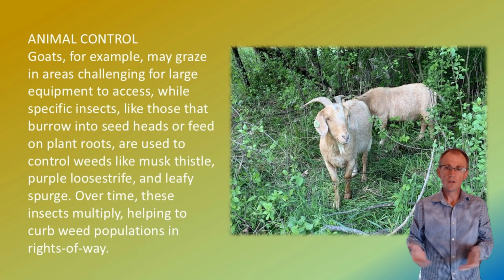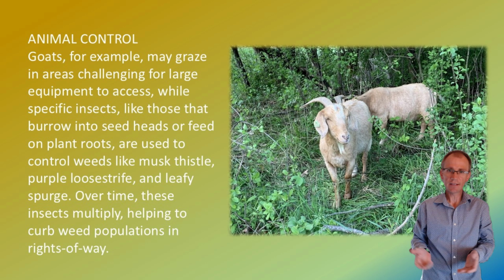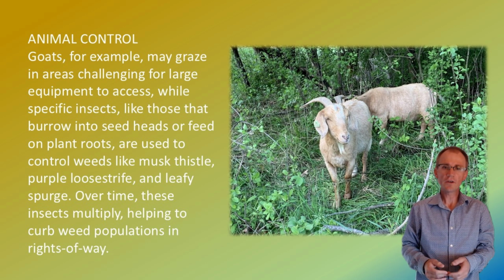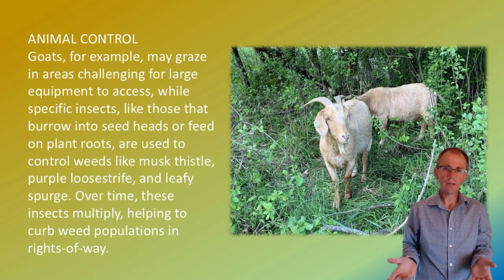Animal control. Goats, for example, may graze in areas challenging for large equipment to access, while specific insects, like those that burrow into seed heads or feed on plant roots, are used to control weeds like musk thistle, purple loosestrife, and leafy spurge. Over time, these insects multiply, helping to curb weed populations in rights-of-way.